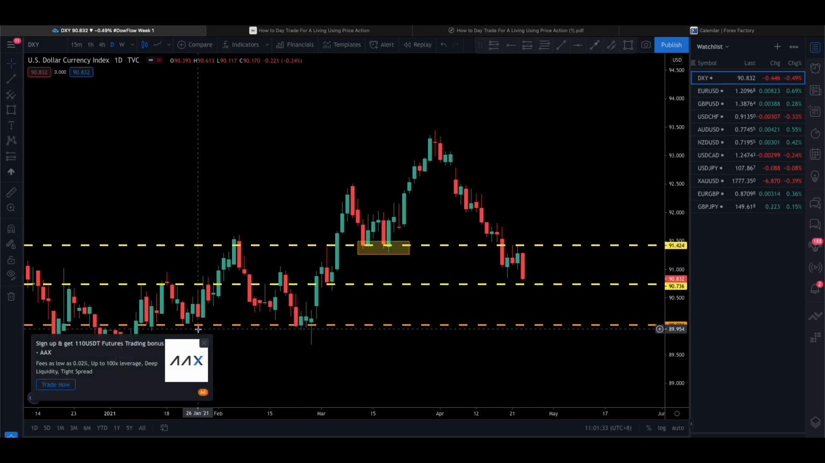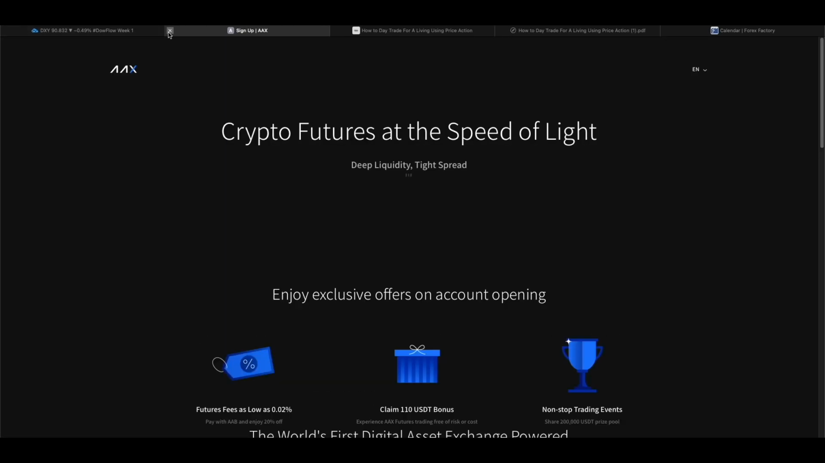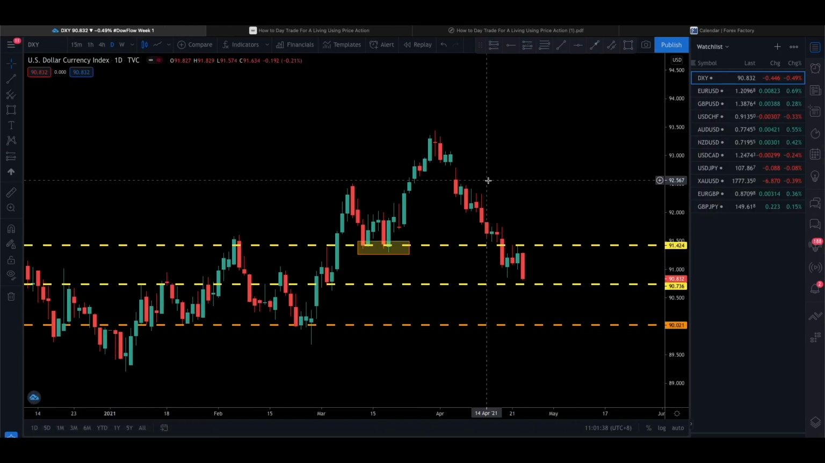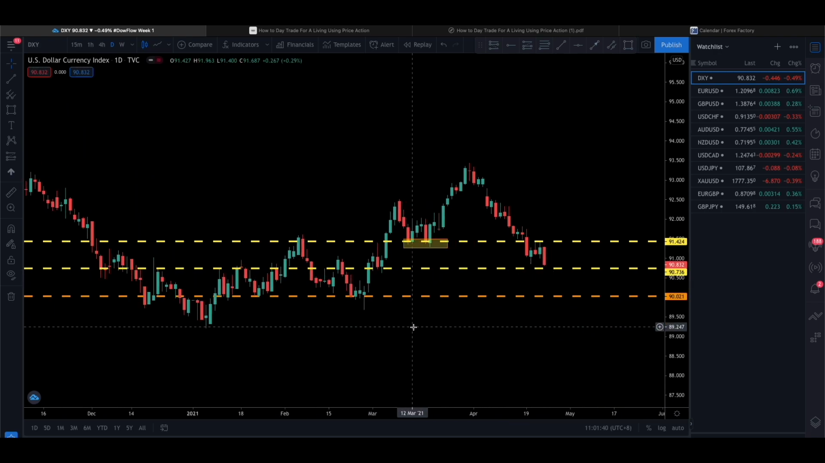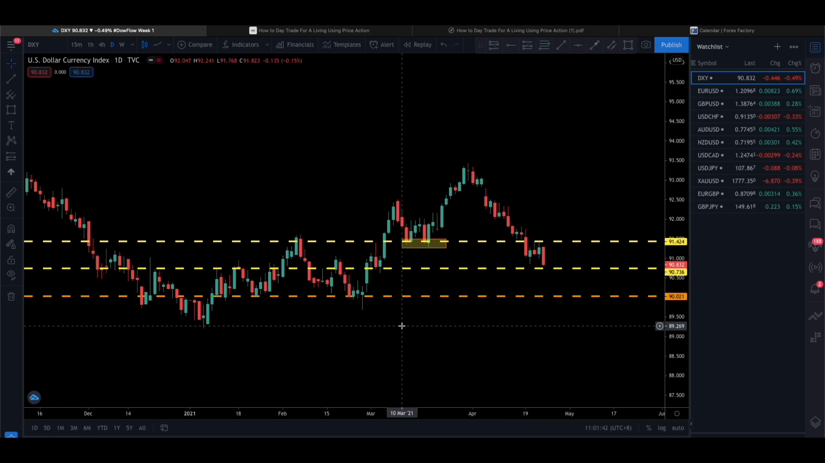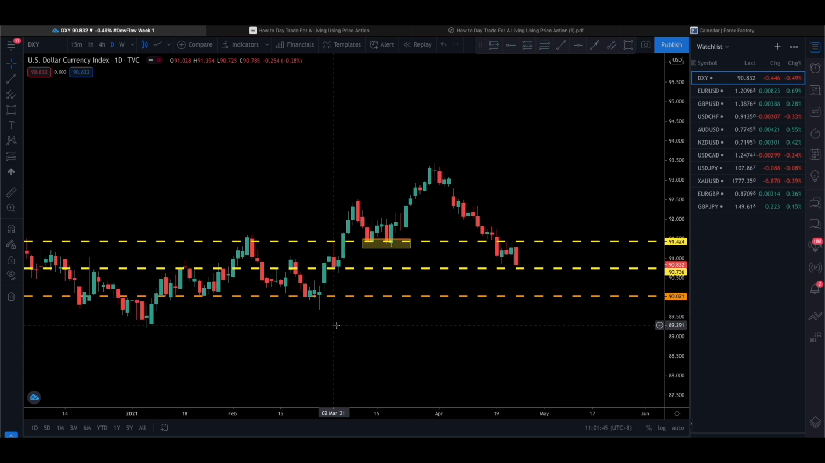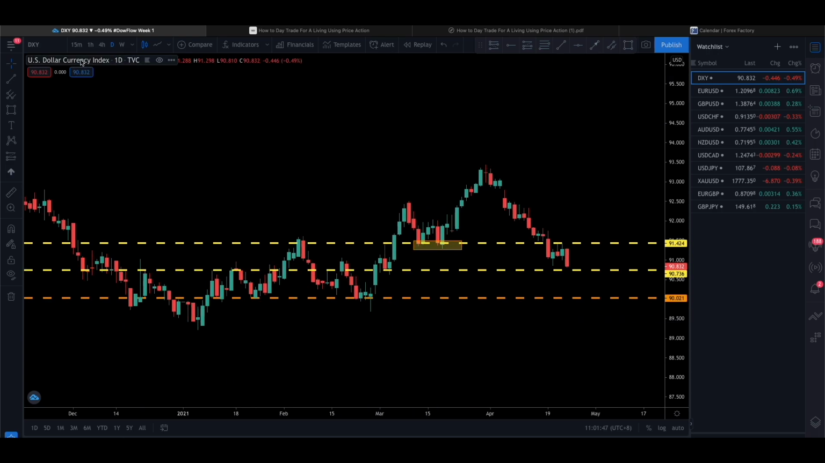So let's go into the charts. As always, I'll be using the MP trading strategy to guide you through. The first thing that we always do when we look at the chart is to ask ourselves, what is the market condition? Right here, this is DXY. DXY stands for dollar index. It shows you the dollar.